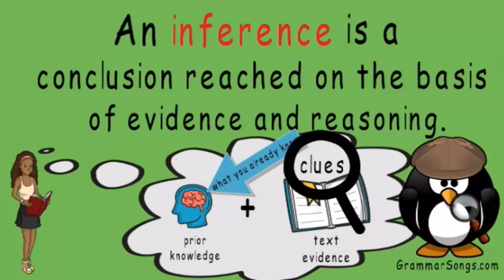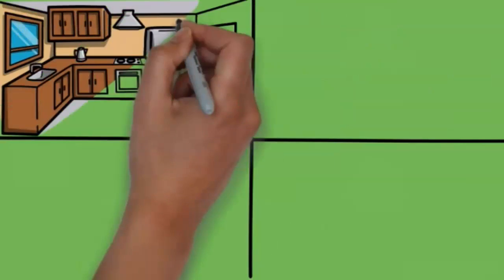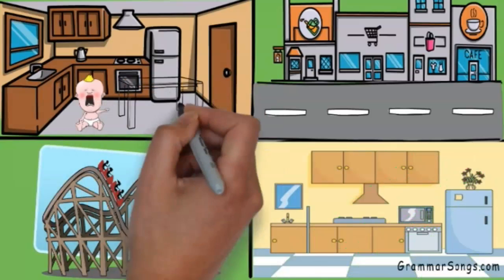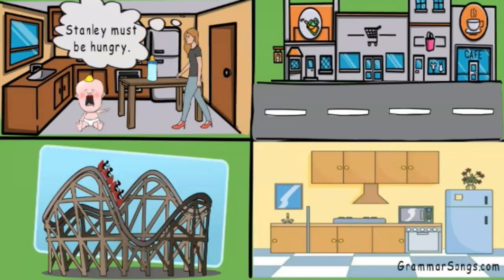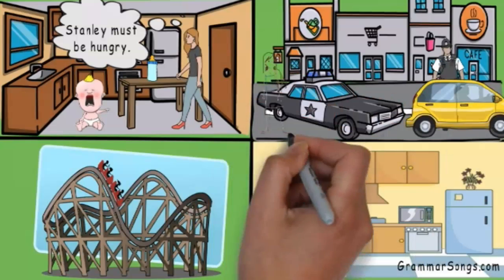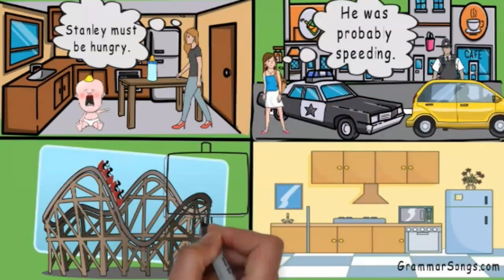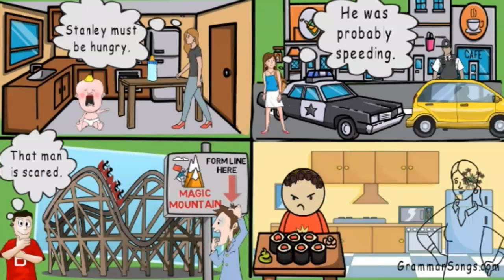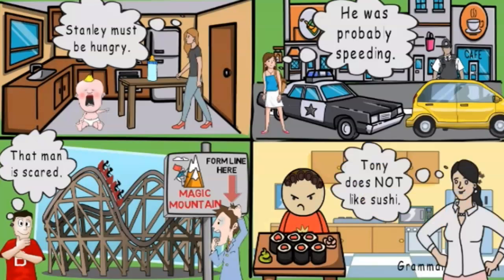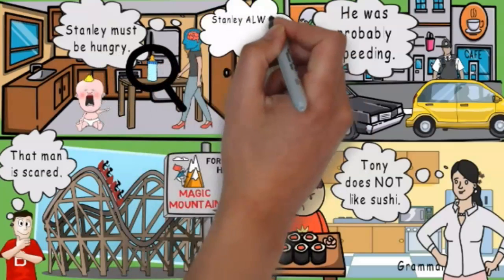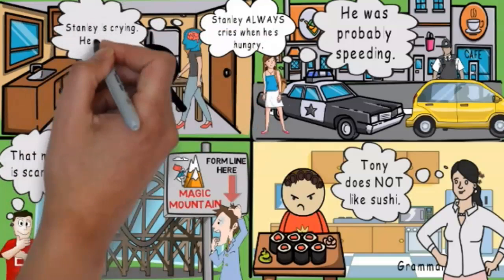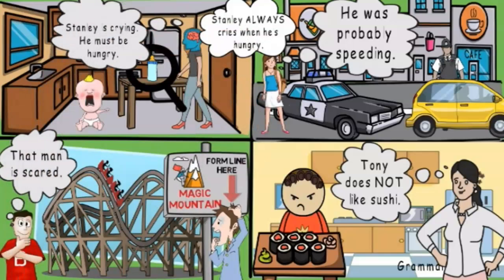Let me show you. We make inferences every day in real life without even realizing it when we use the clues around us to make sense of what is happening. Stanley must be hungry. He was probably speeding. That man is scared. Tony does not like sushi. In everyday life, people combine the clues they see with their prior knowledge. Stanley always cries when he's hungry, to form an inference. Stanley is crying. He must be hungry.